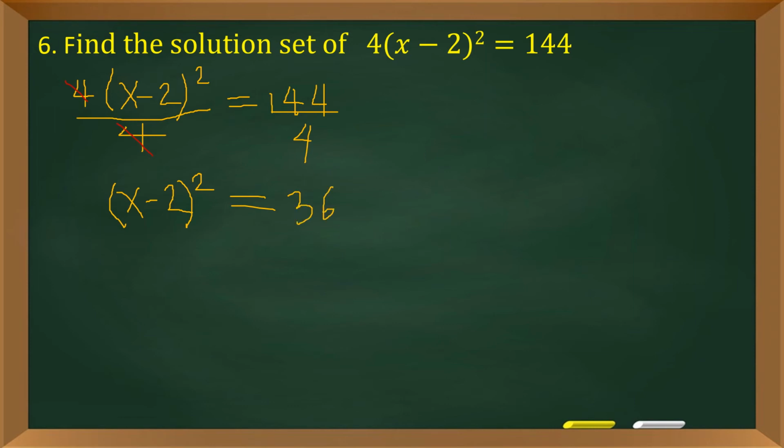And now we are free to extract the square root of both sides. Using square root property, square root of x minus 2 quantity squared and square root of 36. Again, square root and square are opposites, so you can cancel them out. So, anong naiwan sa left side is x minus 2 na lang. Samantalang sa right side, ang square root ng 36 ay positive or negative 6, plus or minus 6.